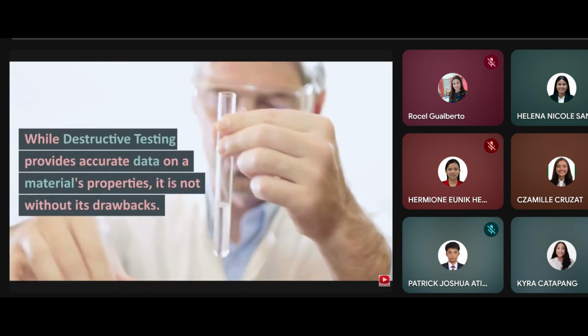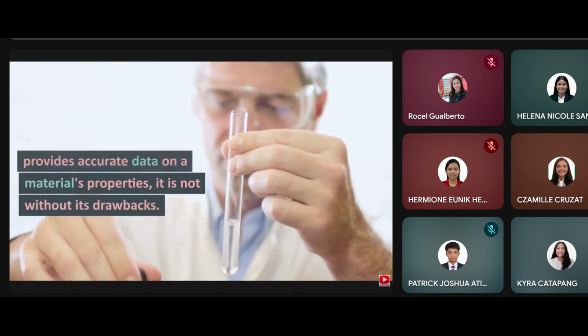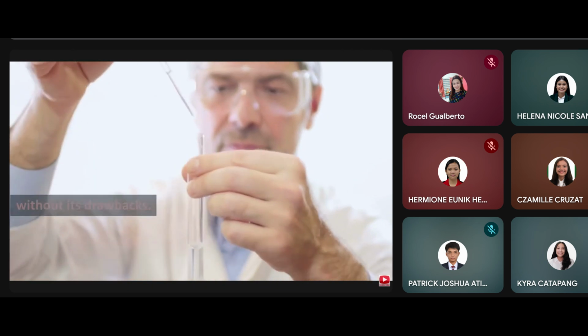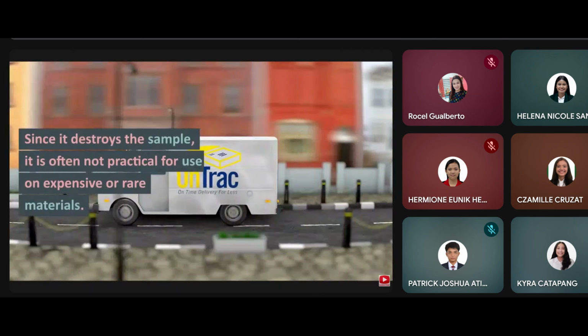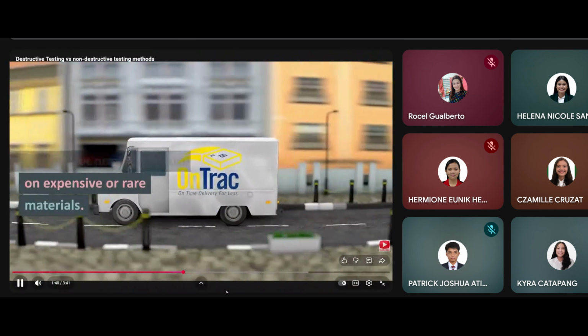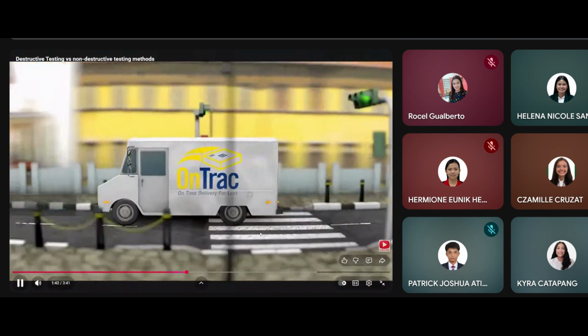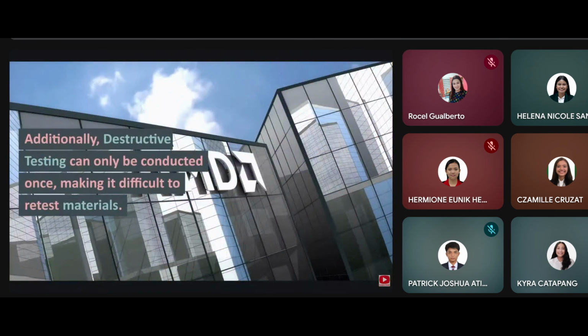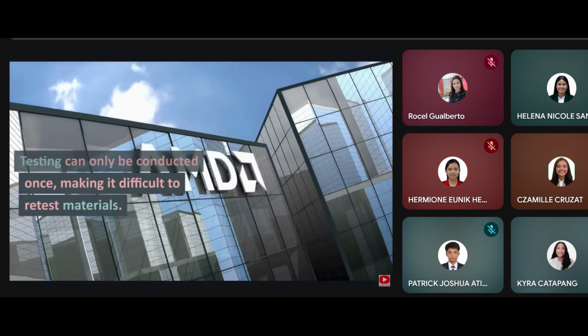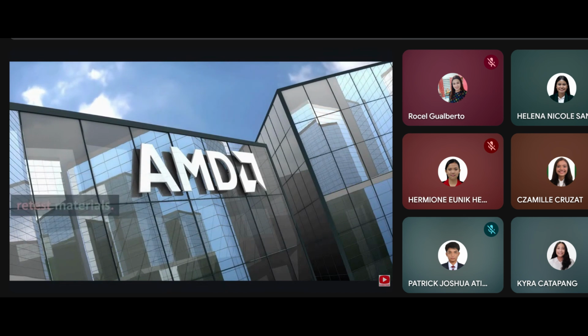While destructive testing provides accurate data on a material's properties, it is not without its drawbacks. Since it destroys the sample, it is often not practical for use on expensive or rare materials. Additionally, destructive testing can only be conducted once, making it difficult to retest materials.